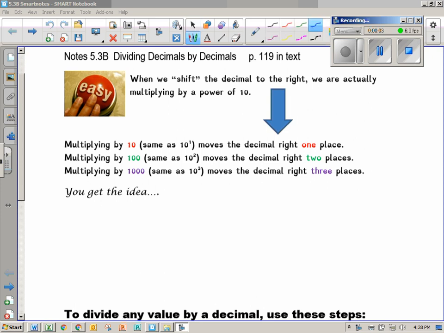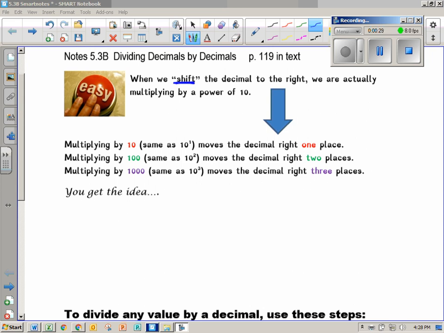Welcome back to decimals. We're still dividing, but now the divisor is going to be a decimal. So before we take a look at some examples and our steps, I want to talk about something that's going to help make the steps make more sense. We're going to be doing what I typically call shifting the decimal to the right.